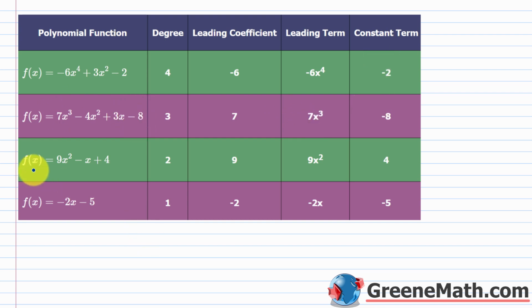Then for this one, f of x equals 9x squared minus x plus 4. The degree is going to be 2. The leading coefficient is going to be the 9. The leading term is going to be the whole thing, so the 9x squared. And then the constant term is the 4.